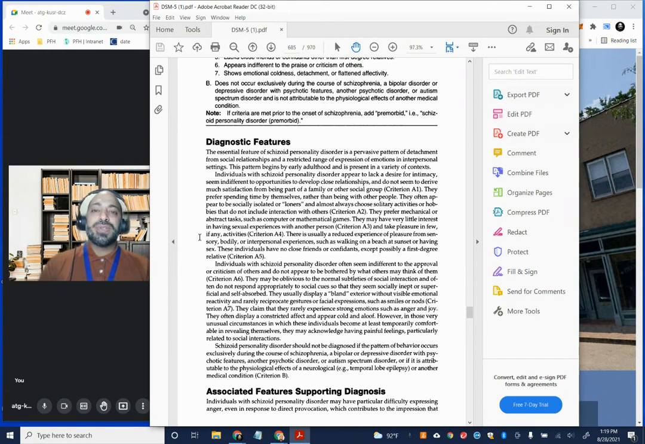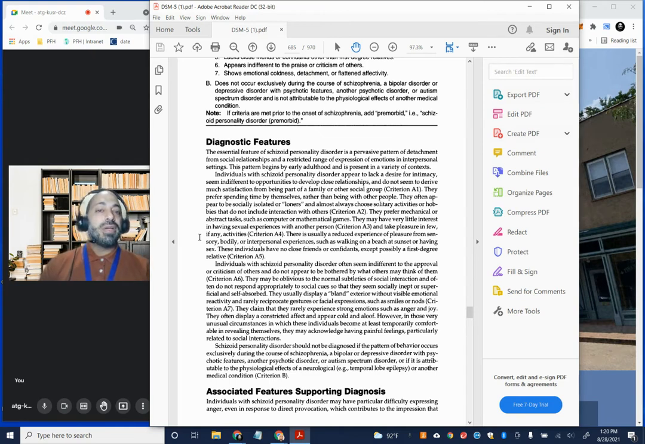Individuals with schizoid personality disorder appear to lack a desire for intimacy. They seem indifferent to opportunities to develop close relationships and do not seem to derive much satisfaction from being part of a family or other social group. They prefer spending time with themselves rather than being with other people. They often appear to be socially isolated or loners and almost always choose solitary activities or hobbies that do not include interaction with others. They prefer mechanical or abstract tasks, such as a computer or mathematical game.